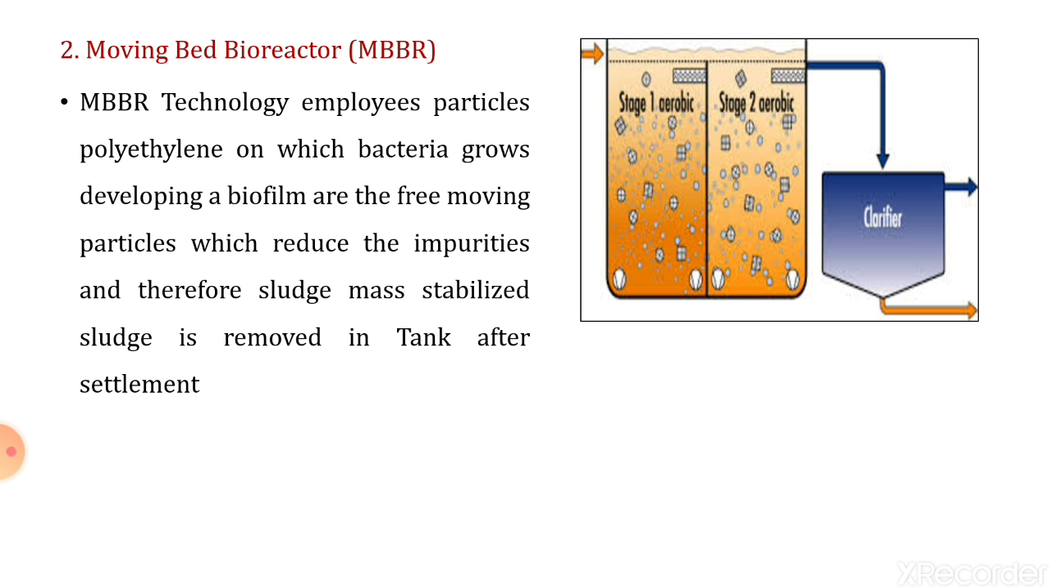So these polythene particles remain in suspension or remain moving in the system, and thereby they come in close contact with the wastewater, and it results in the stabilization of wastewater, as the bacteria grow on the particles and the film is formed. After that, all the wastewater along with the polythene particles is taken to the clarifier, where the polythene particles along with the biomass are separated due to their higher specific gravity than water, and the clear water is taken out from the top.